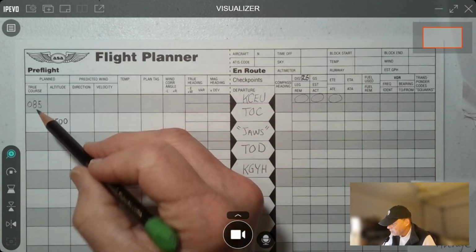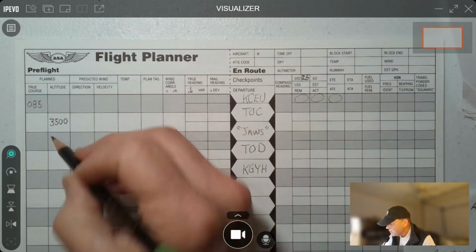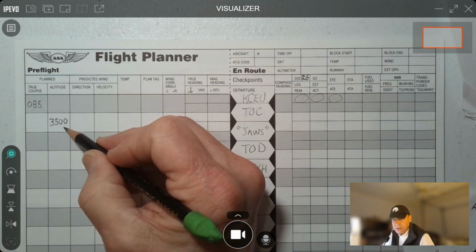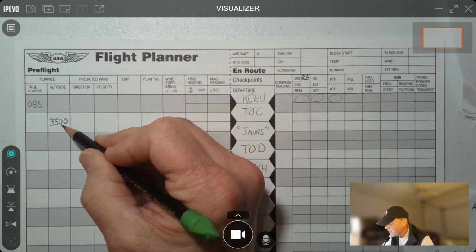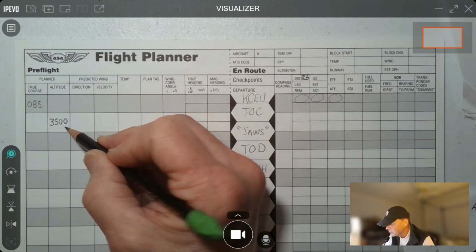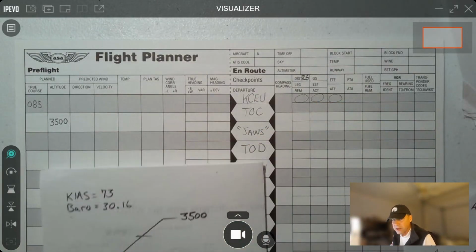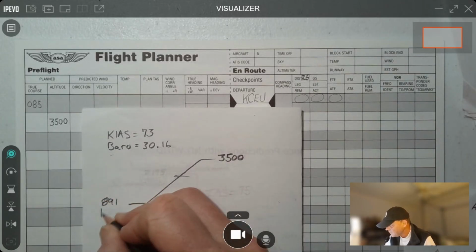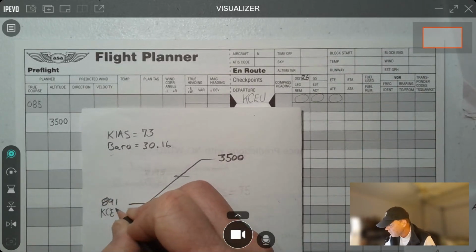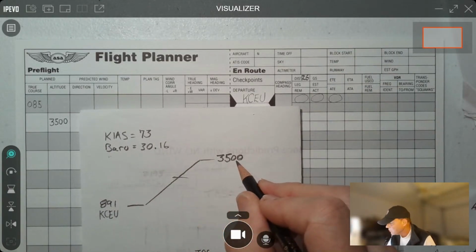Begin with entering your true course, which you found with your plotter and your sectional, and your cruising altitude. The way you determine that is like a whole other video. But we've decided that our cruising altitude is going to be 3,500. Let me draw you a little picture of what that looks like here. We're starting at KCEU and their field elevation of 891, and we're climbing up to our cruising altitude of 3,500.